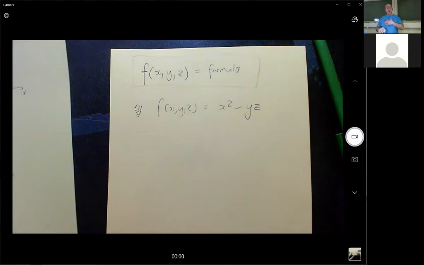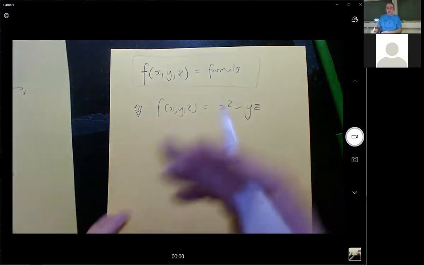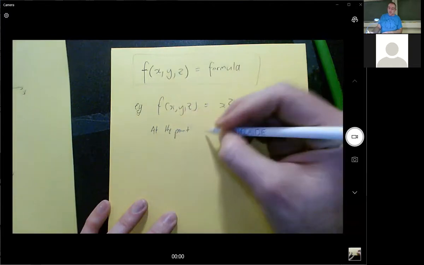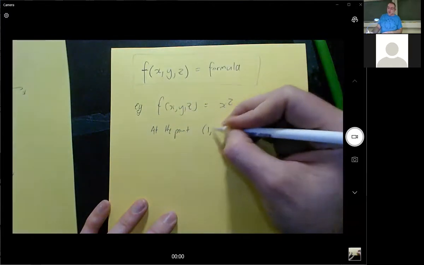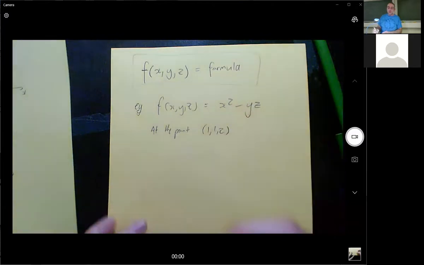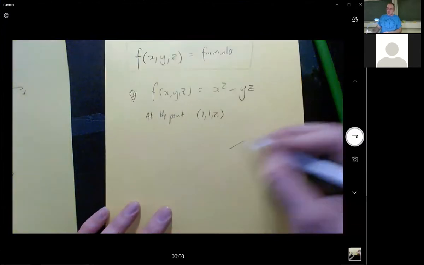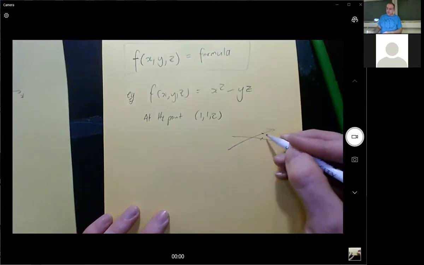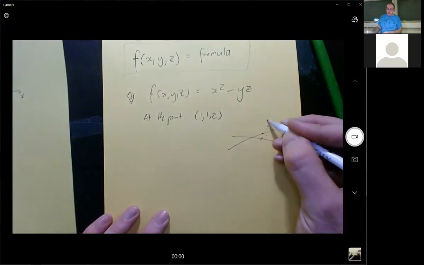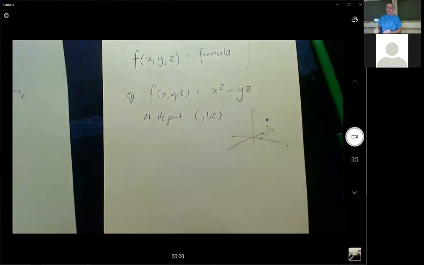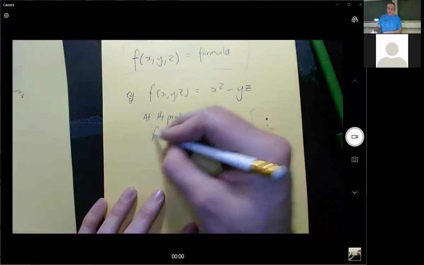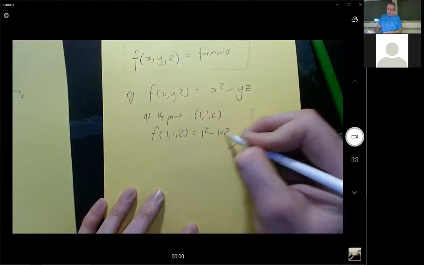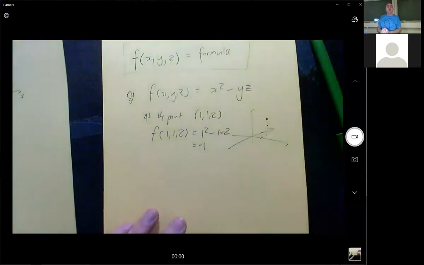So what I want to know is, if I'm at a particular point, say I'm at the point 1, 1, 2, 1 for the X, 1 for the Y, and 2 for the Z. If I'm at that point, there is a function value, which in my case is -1.